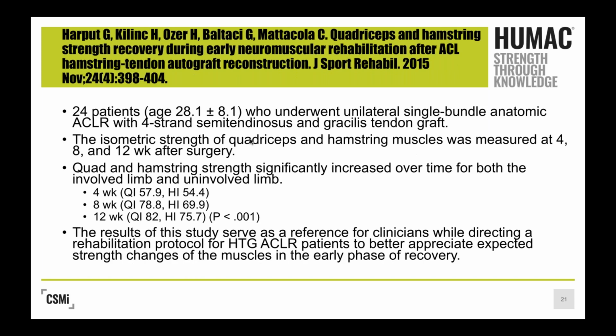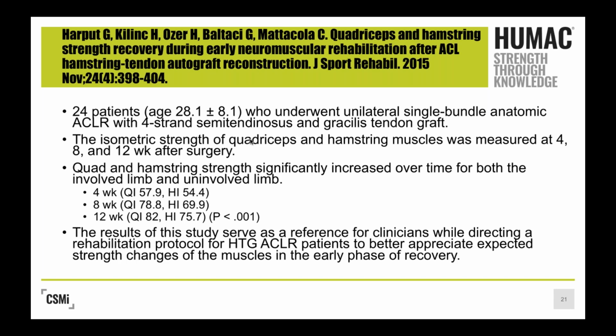All right, this last one here. This was a great study done by Harput et al. in 2015. What they did is they looked at an isometric dynamometer test in the early phases of rehab. All their subjects here were hamstring autografts. They tested their quad and their hamstring at weeks 4, 8, and 12. And they found that both the uninvolved and the involved improved strength over time, as well as the indices, the LSIs, for both muscle groups improved. And the biggest thing is that they showed it's safe to test in the early phases of rehab.